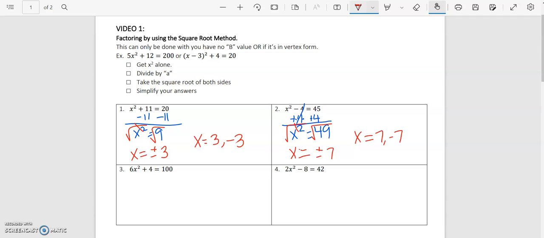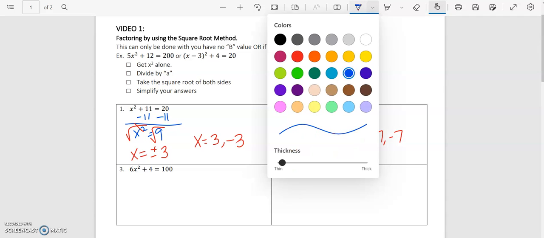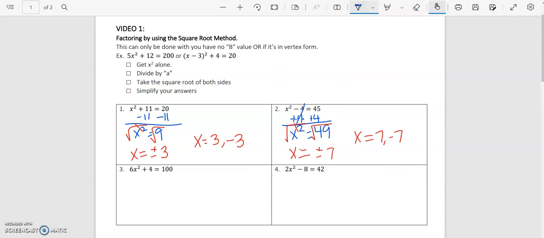Taking that same method, getting x by itself. So we see the 6x squared and plus 4. So the first thing we do need to move is that positive 4. So we're going to subtract 4 from both sides, just like we did in step 1 and 2. Those simplify out. Now we're left with 6x squared equals 100 minus 4 is 96.